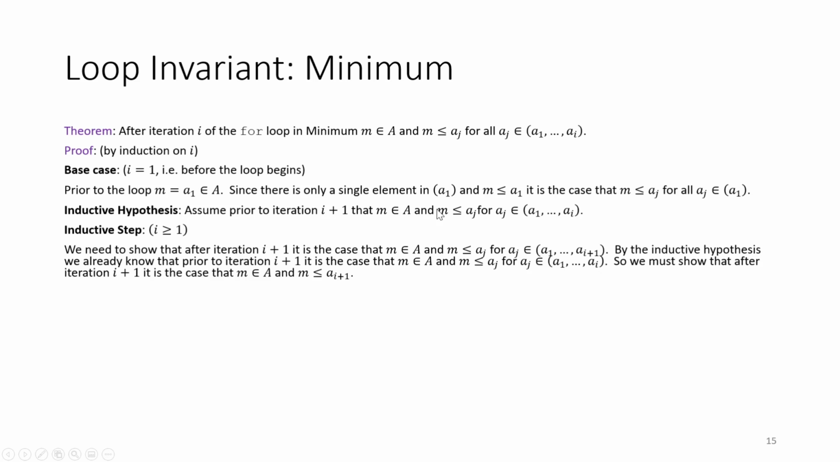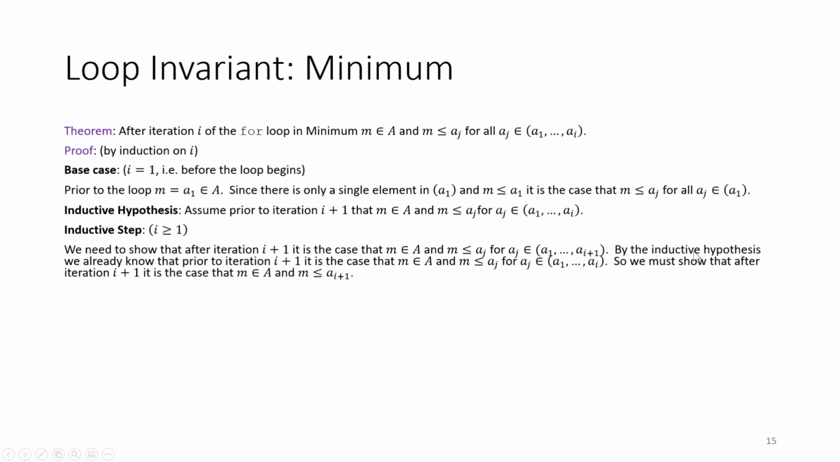We assumed that m is already an element of A, and is less than or equal to the first i elements. So what we already know about m going into this iteration is we already know it's the minimum of the first i elements. That's what the inductive hypothesis allows us to establish. Coming into this iteration, we already know m is the minimum of the first i.